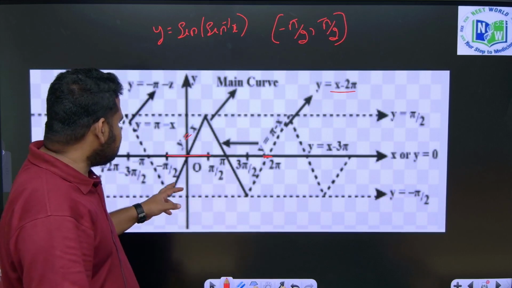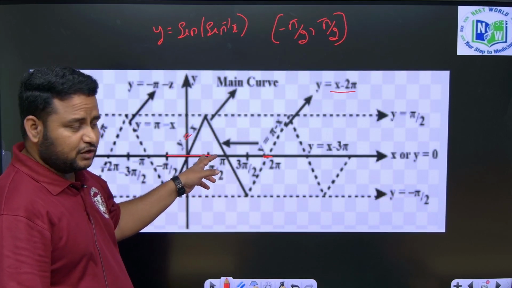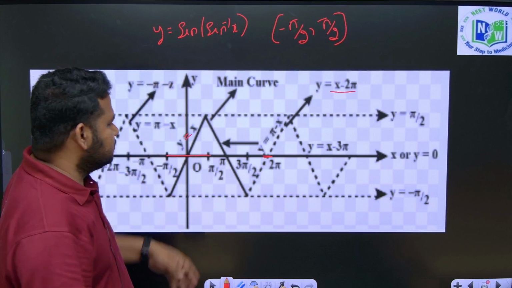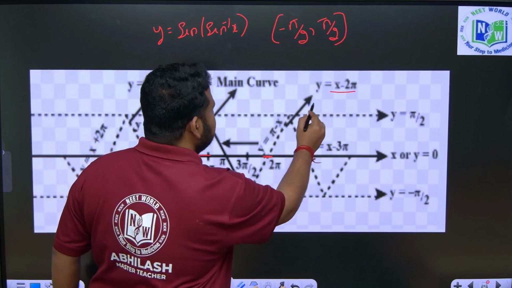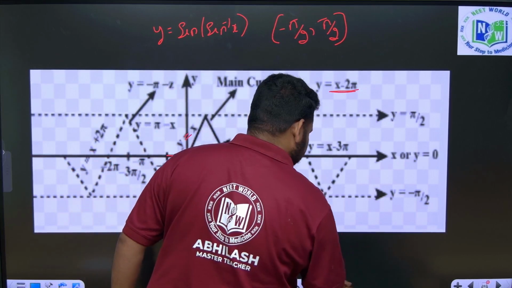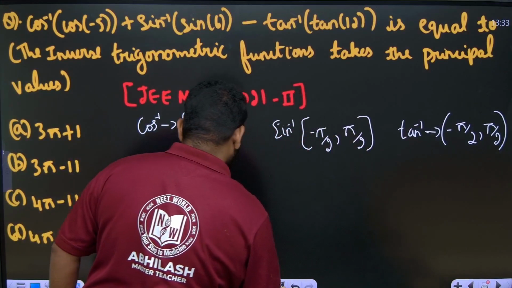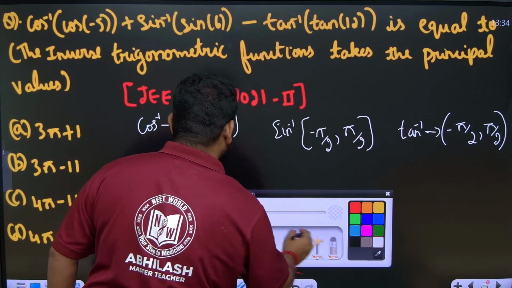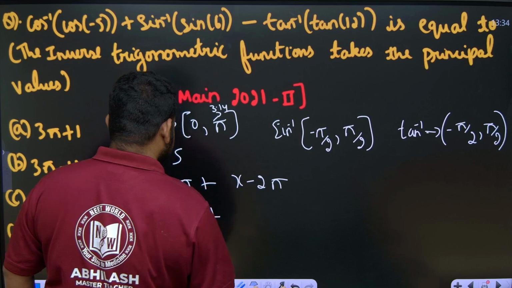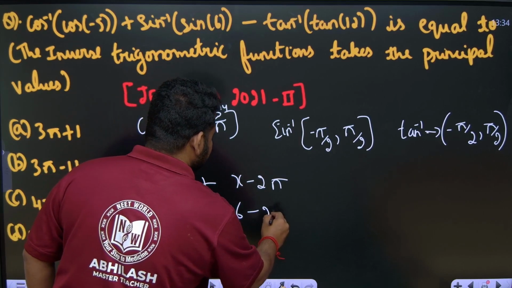Now look at this, friends. 3.14 into 2 is 6 point something. The value that is coming is 6, so we have to look for 2 pi. For 2 pi, what is the line? It is x minus 2 pi. So what do we get here? We have to take it as x minus 2 pi. What is the value of x? X is nothing but 6 here. It is 6 minus 2 pi.